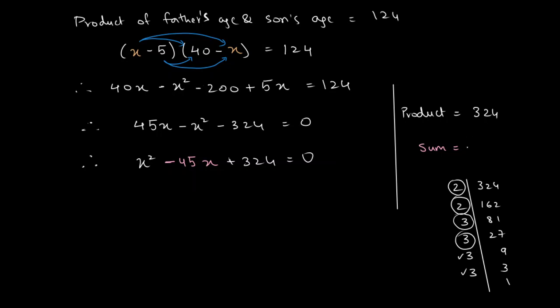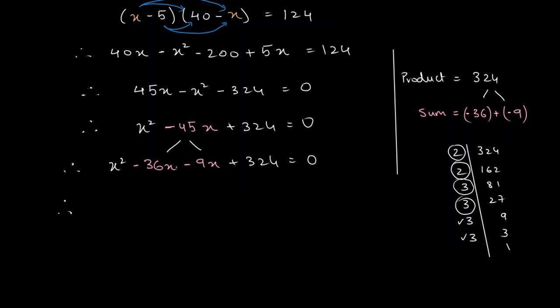So the product is 324. The sum will be minus 36, negative 36 and negative 9. Right? So minus 36 into minus 9 is plus 324. Minus 36 plus minus 9 will give me minus 45. So I have managed to split my middle term. So I can say therefore x squared minus 36x minus 9x plus 324 is equal to 0.